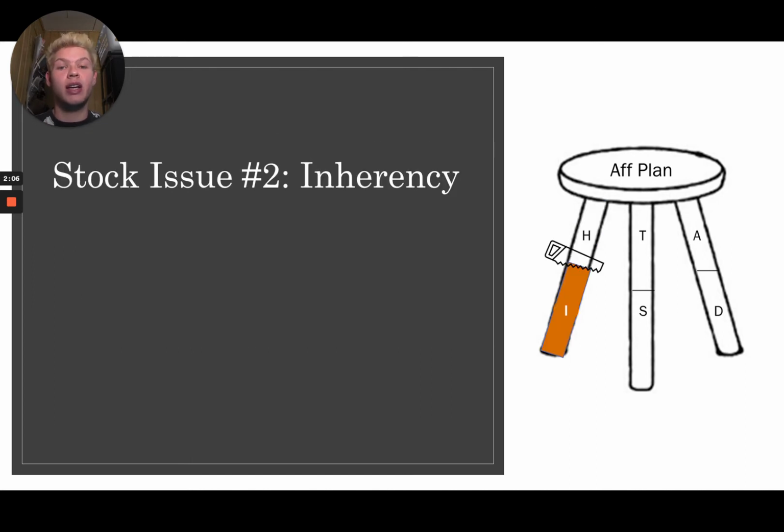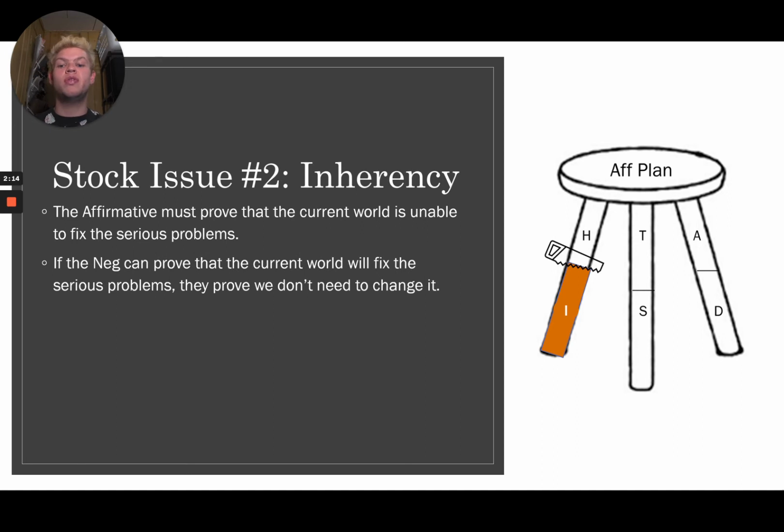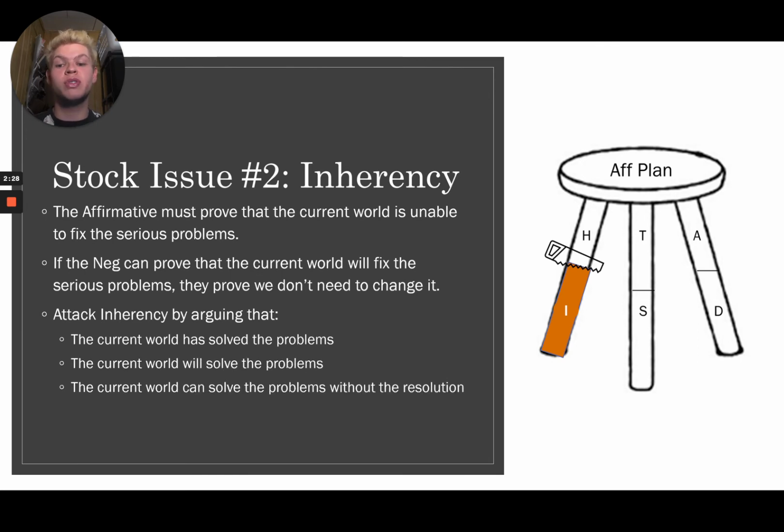So the second stock issue is inherency. The affirmative needs to prove that the current world is unable to fix the serious problems that they talk about in their harms contention. So if the negative can prove that the current world actually can or will fix those serious problems, then they prove we don't need to change the current world. So you can attack inherency by arguing that the current world has already solved the problems, that the current world will solve the problems, or that the current world can solve the problems without the resolution.